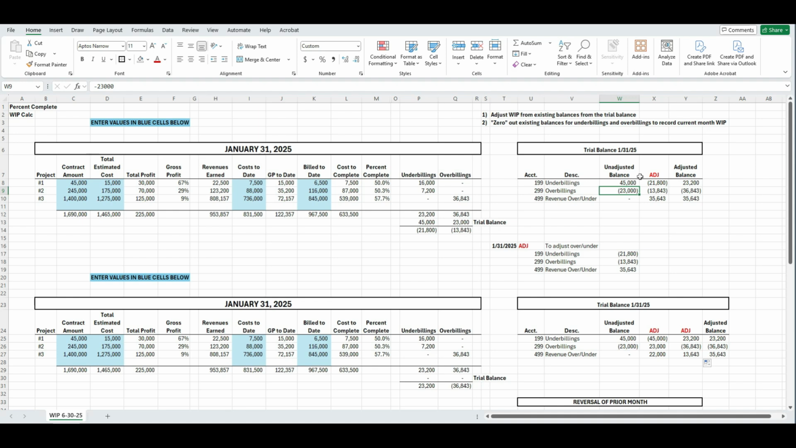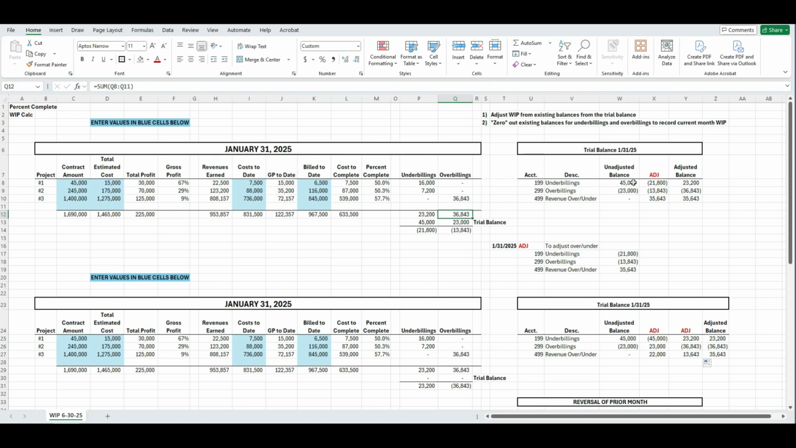Balance sheet accounts do not close out to retained earnings. They roll forward into the next year. Different story for income statement accounts, like this one. It closed out to retained earnings, so we should be starting off with a zero balance in the following year. Now, our WIP for January shows 23,200 in underbillings and overbillings of 36,843.